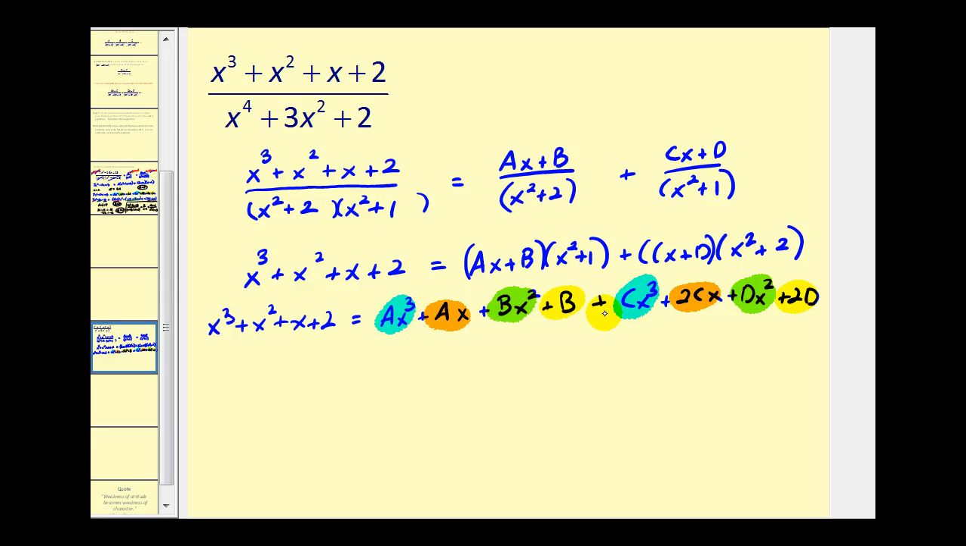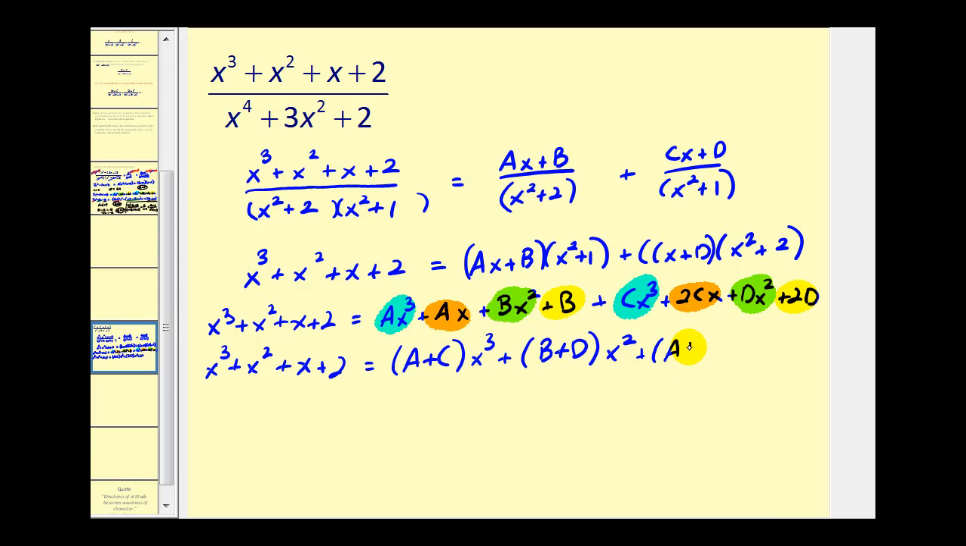So let's go ahead and combine our like terms now in terms of the powers of x. So we'd have a plus c times x cubed, plus b plus d times x squared, plus a plus 2c times x, and then lastly plus b plus 2d.